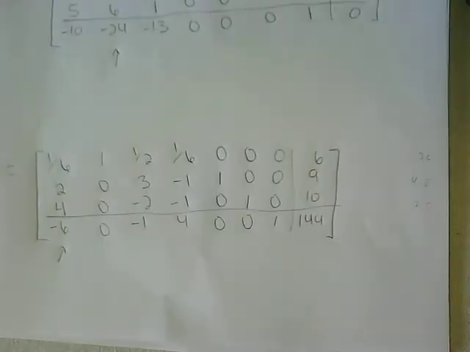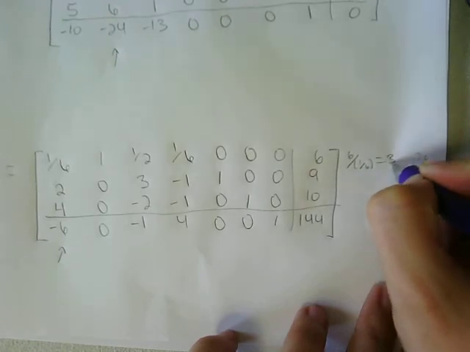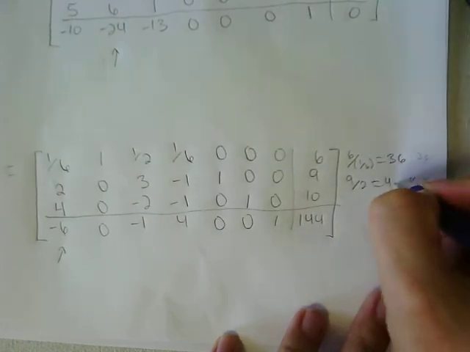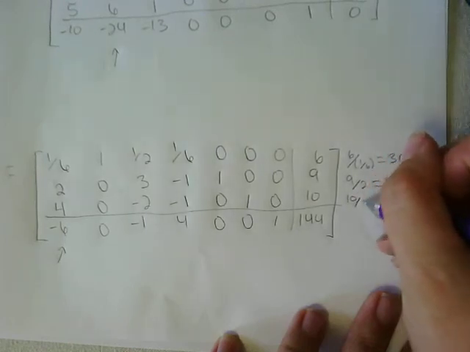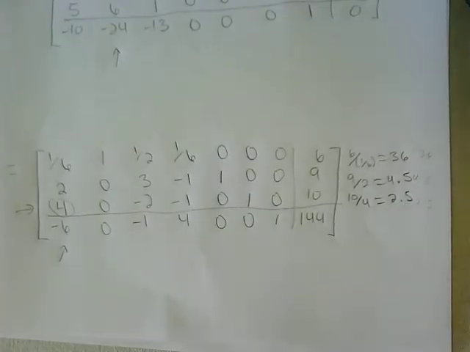I'm going to pivot off of this column because this is the most negative number in the bottom row. Negative 6 is more negative than negative 1. I'm going to go over here and make ratios. 6 divided by 1/6 is going to give me 36. 9 divided by 2 is going to give me 4.5. And 10 divided by 4 is going to give me 2.5. So my lowest ratio occurs here, and that means I am going to pivot off of that element in the third row and the first column.